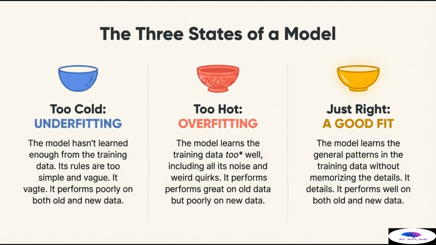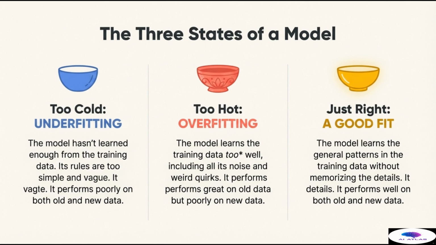Next, we have too hot, overfitting. This is where the model has learned the training data too well. It's become obsessed with every tiny fluctuation, every piece of noise, and every specific quirk of the training examples. It's essentially memorized the answer key. The consequence is that it performs fantastically, perhaps even perfectly, on the old data. However, as soon as you introduce new data, even data that follows the exact same underlying general trend, its performance collapses entirely. It fails because its rules are too specific to generalize. This state is characterized by high variance.